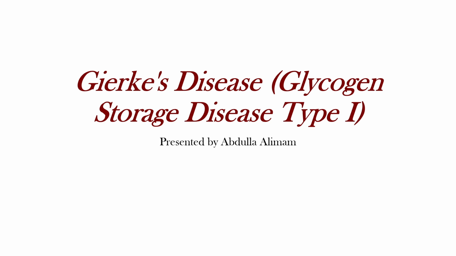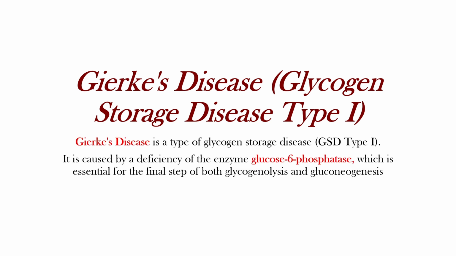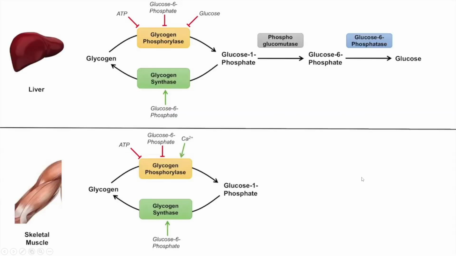Hello everyone. Today we'll speak about Gierke's disease. Gierke disease is a type of glycogen storage disease. It happens because of a deficiency in the enzyme glucose 6 phosphatase, which is essential for the final steps in both glycogenolysis and gluconeogenesis.